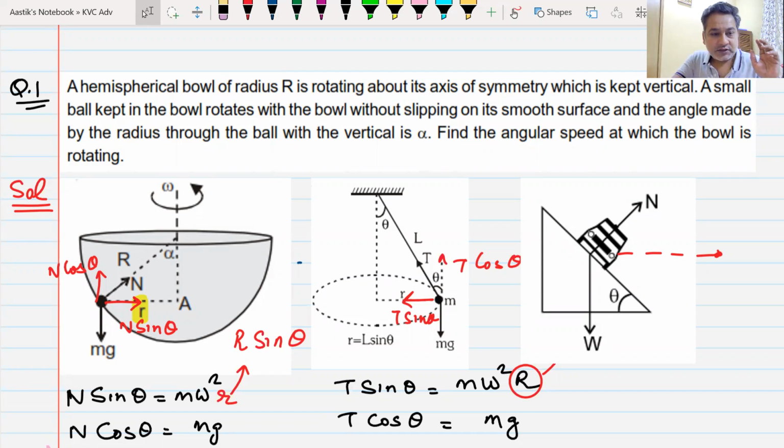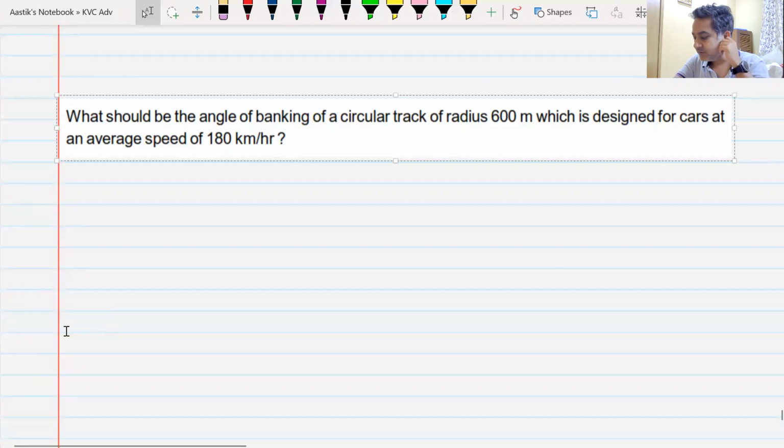Okay, then there is a question that you can solve. Let me know the answer. I hope now you will remember it whenever such a question comes. This should be the easiest question in mechanics. You should be able to do this.